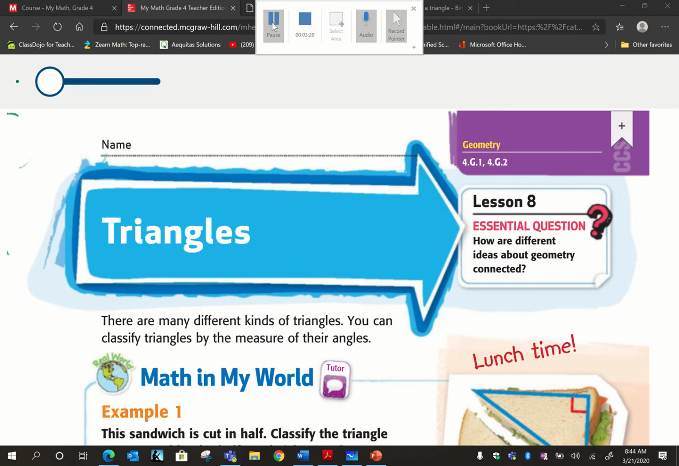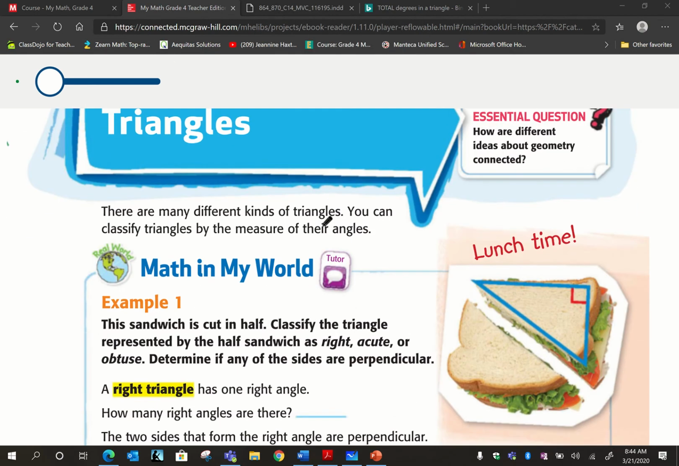So today we are looking at triangles and looking at how different ideas about geometry are connected. And so like I said, the degrees of a triangle, all the angles added up, is half of a circle, which is 180 degrees. A circle is 360, a triangle is 180 degrees.